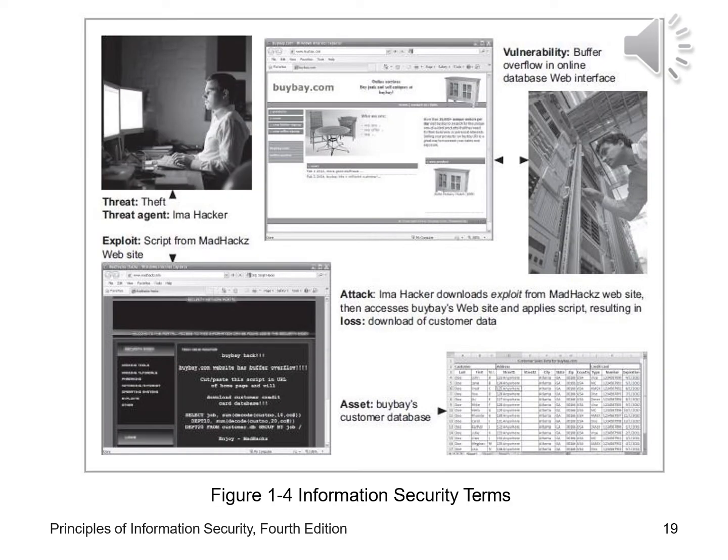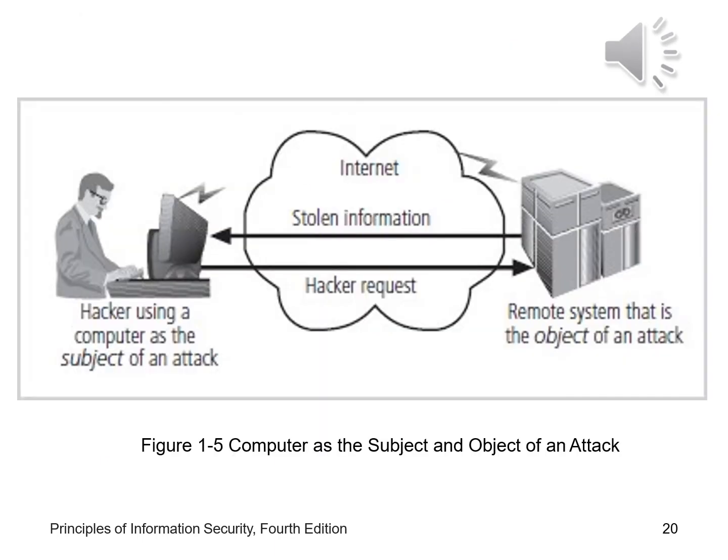This is an illustration of key information security terms. This is an illustration of subject and objects. A computer can be either the subject of an attack, an agent entity used to conduct the attack, or the object of attack. The target entity is shown here. A computer can also be both the subject and object of an attack. For example, it can be compromised by an attack and then used to attack other systems.